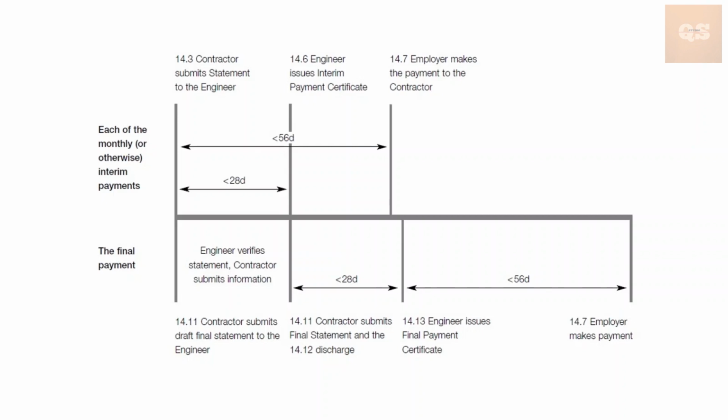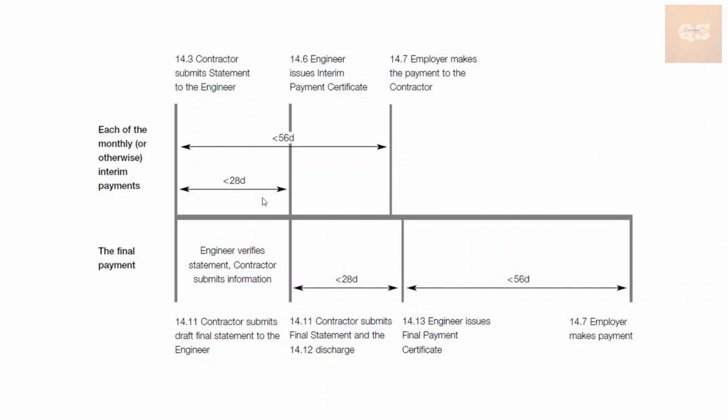So if you see here in this timeline, you can see that at the top is the flow of monthly payment or the interim payments, and the one below is for the final payments. So first we look into the monthly payments. Once the contractor submits the statement to the engineer, which you can also call the interim payment application, the details of this are given under clause 14.3 in FIDIC. So within 28 days, the engineer needs to issue the interim payment certificate.